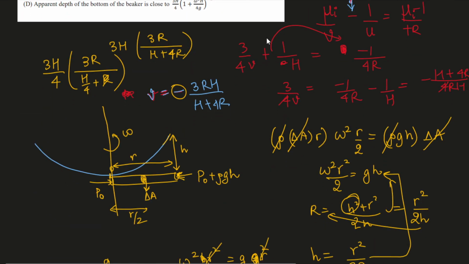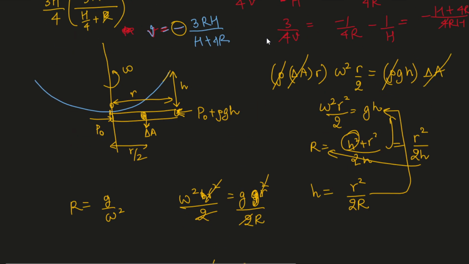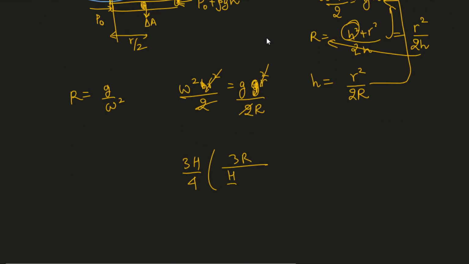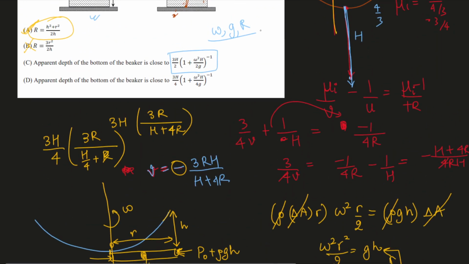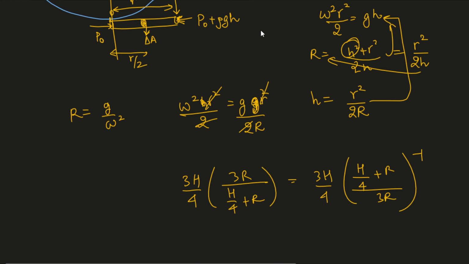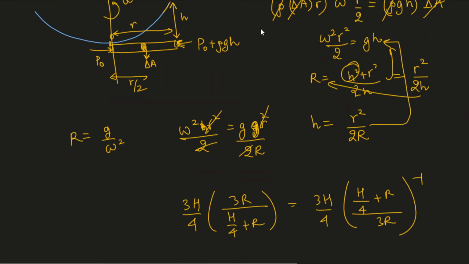So 3h by 4 multiplied by 3r, and then h by 4 plus r. This can be written as 3h by 4, and then you have h by 4 plus r divided by 3r, and you have an inverse sign right there as well. Oh, I probably have committed a serious mistake right there. There is no other 3. I don't know why I did that. Sorry.